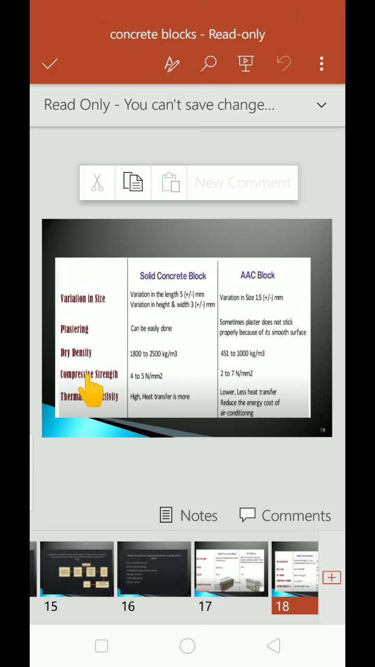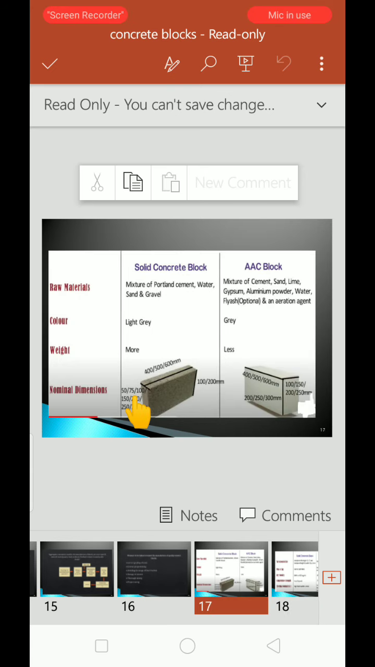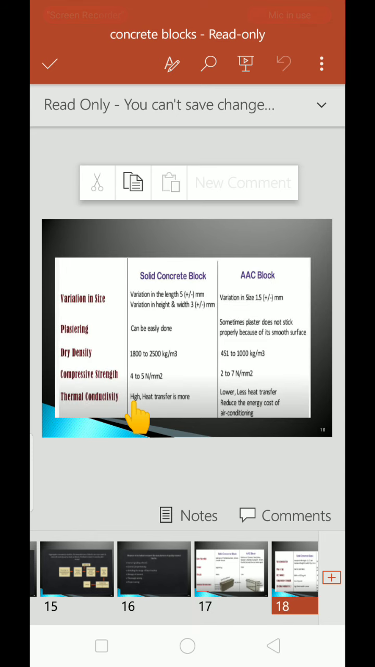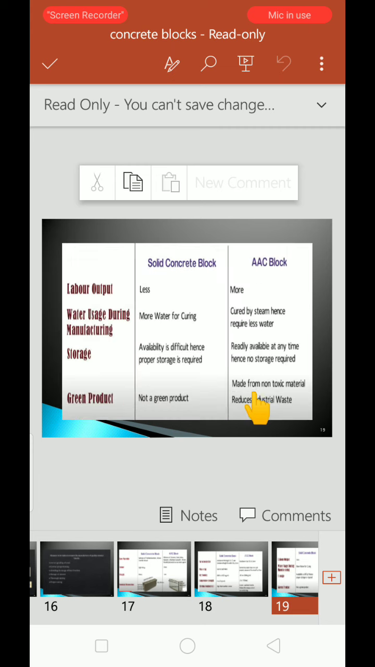Then density, dry density, it is 1800 to 2500 kg per meter cube. It is 451 to 1000 kg per meter cube. Compared to the solid concrete blocks, AAC blocks are less in density. Next one, compressive strength is 4 to 5 Newton per mm square for the solid concrete blocks, and for the autoclaved aerated blocks it is 2 to 7.